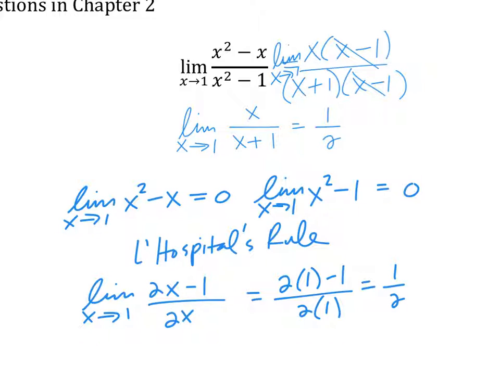Okay, so we get the same answer whether you do factoring in the beginning, the way we learned in chapter 2, or we use L'Hopital's rule. Both of them give us 1/2.